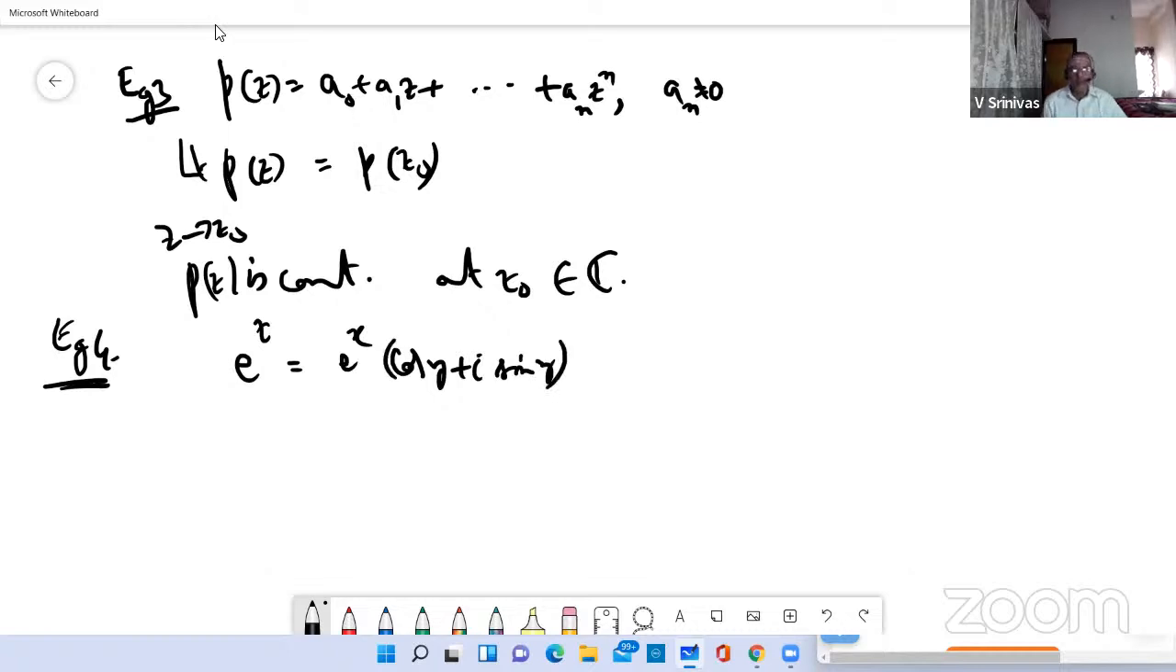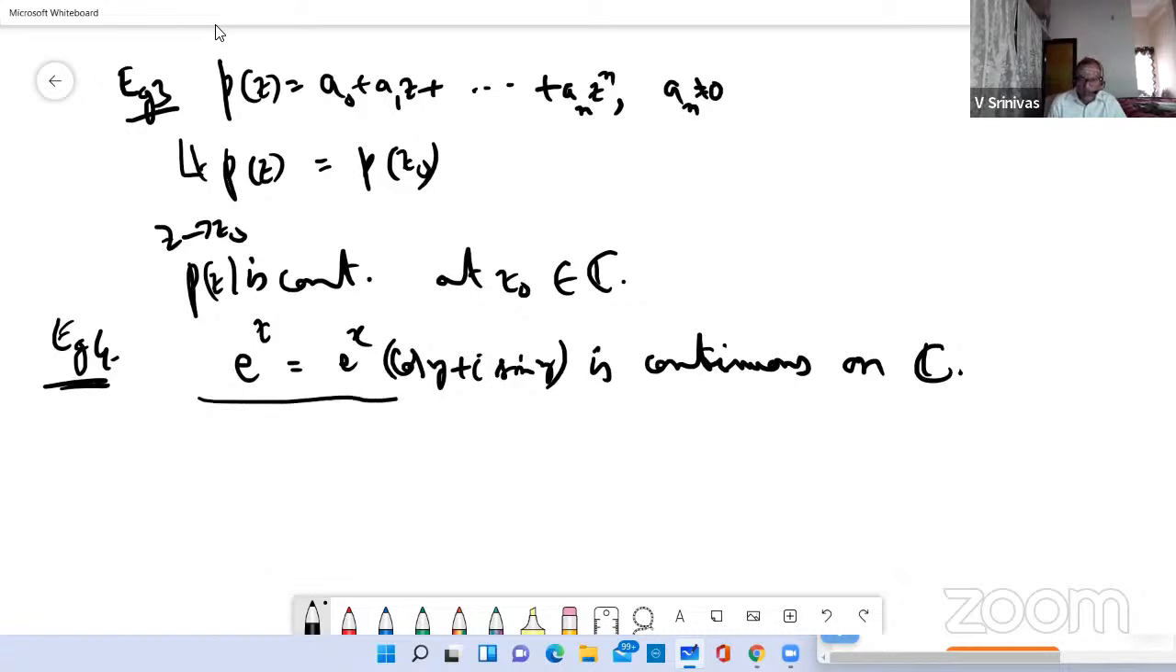Right? So you know the meanings of cos y and sin y and e power x. From that you can study the continuity of e power z. So we have this situation. This is also continuous on the whole of C. The exponential function is continuous throughout the complex plane.